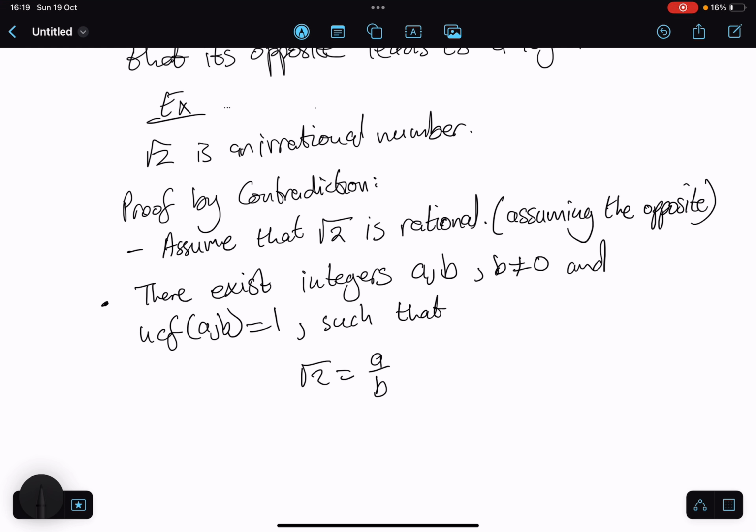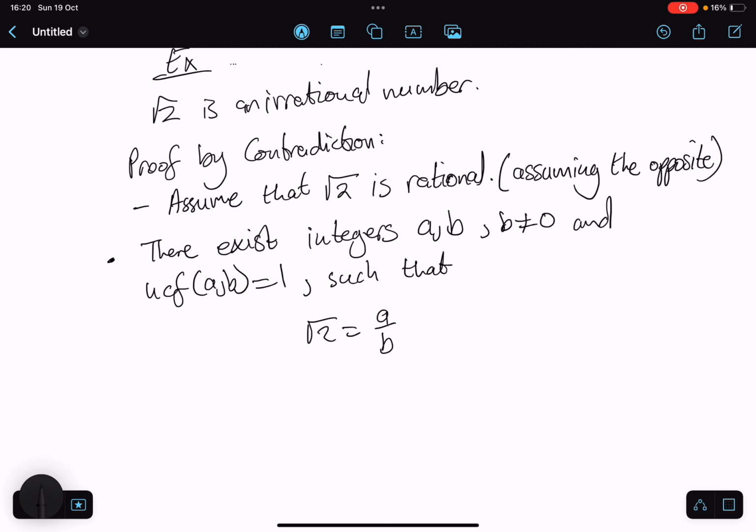So in our case, we are assuming that since root 2 is rational, it's going to be formed by two integers a and b, such that a over b is equal to root 2. And in order for a over b to be rational, the highest common factor of a, b should be 1, and also b should not be equal to 0. Remember, we are saying there exist integers a and b.